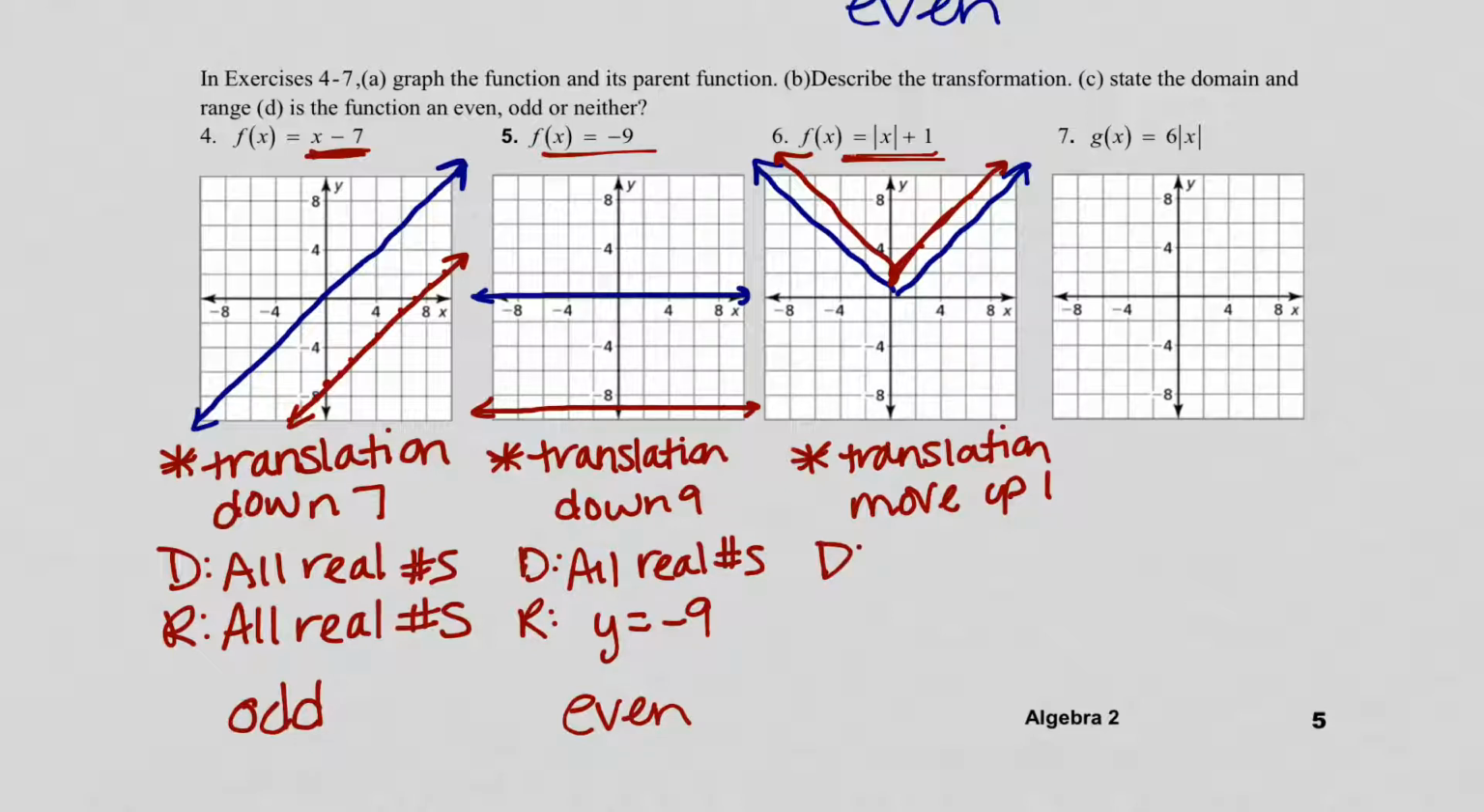The domain is going left and right, so it's all real numbers. The range, y can be any number from 0 up. Nope, from 1 up, because 1 is where it started. So y is greater than or equal to 1. And then this would also be even because it reflects and is the same on both sides.